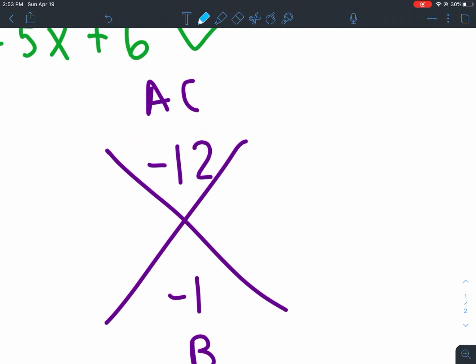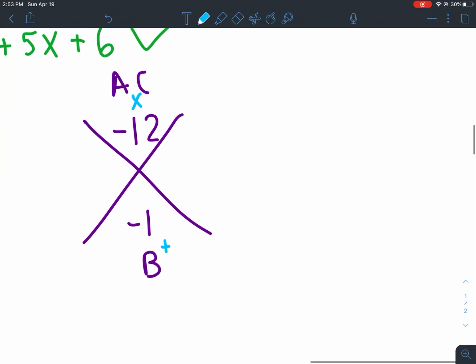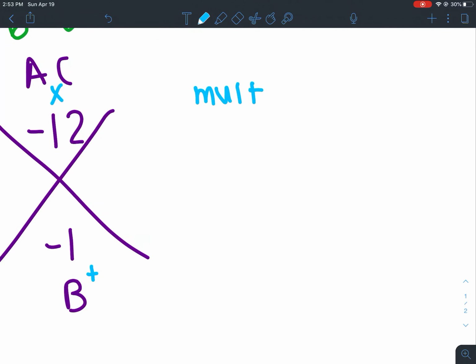You want it to multiply to negative 12. Now, how can you remember you want it to multiply? Well, remember, A and C were being multiplied. So think about this side being the multiplication side and the B side being the addition side. So you want to multiply to negative 12 but add to negative 1.